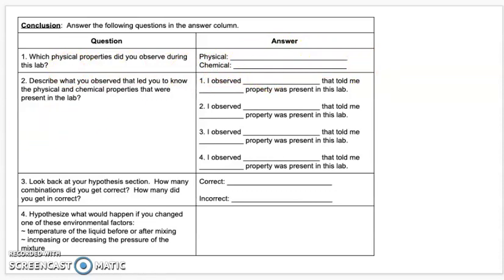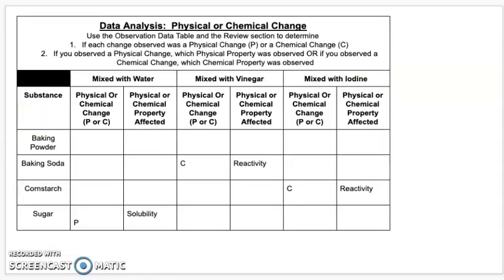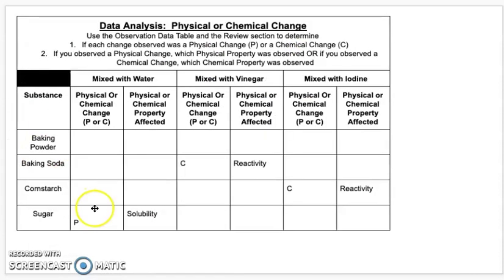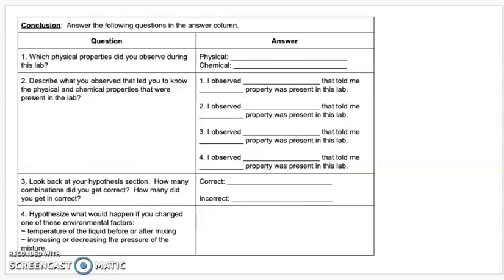So you look back at your data, your analysis, and you say, anywhere I wrote a P, what physical properties did I see? And you would write those on the physical line. If there's more than one, you write more than one. You look at what you filled in for your chemical properties, and you would fill that in on the chemical property line.